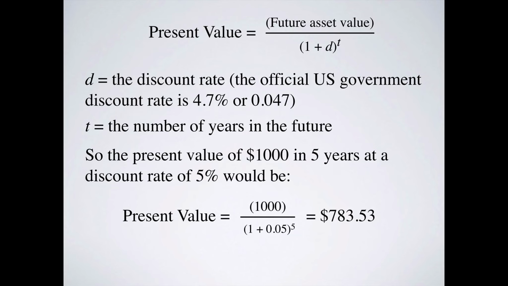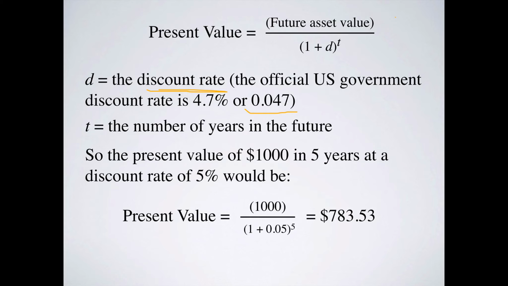All right, so here's the calculation. The present value is equal to the future asset value divided by 1 plus d raised to the t power, where d is the discount rate, like we've defined it. The official U.S. government discount rate is 4.7%. That is 0.047. Little t stands for the number of years in the future. So how many years in the future are we talking about?